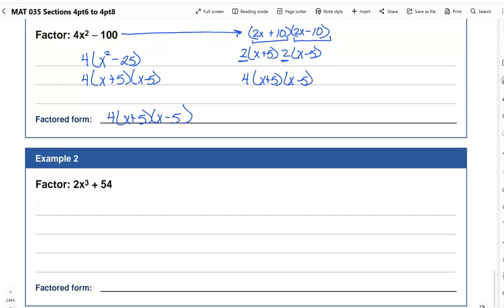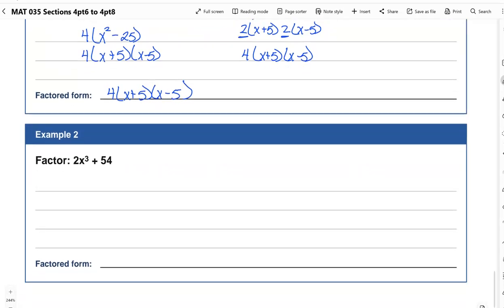That last one, we have 2x cubed plus 54. We're going to think about what they have in common. We could factor a 2 out, leaving us with x cubed plus 27. So this is a sum of cubes. A cubed plus b cubed is a plus b times a squared minus ab plus b squared. In this case, our a is going to be x. And if I take 3 and cube it, I'll get that 27.